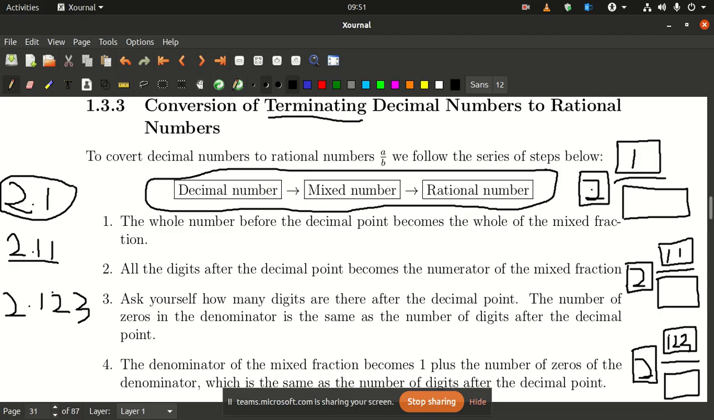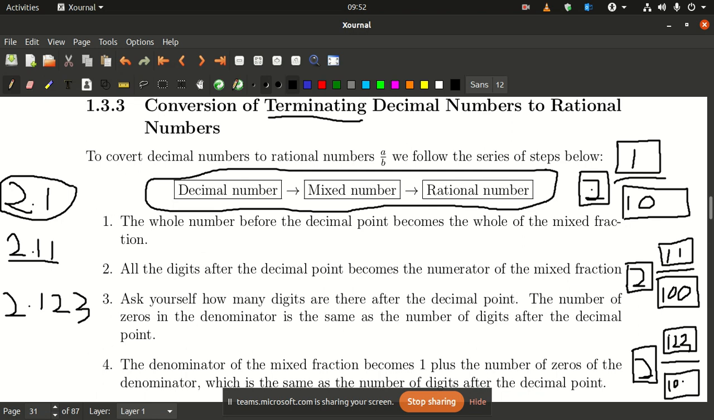I hope you get this part, that you just take the number after the decimal point and place it as a numerator. Now, the denominator is very simple. It's going to have 1 and a bunch of zeros. You ask yourself how many numbers are after the decimal point. Here there's only one number, which is 1, so we have only one 0. Here you have 2 numbers after the decimal point, so we have 2 zeros. Likewise, here we have 3 numbers, so you're going to have 3 zeros.